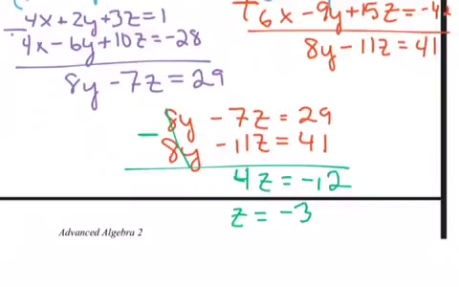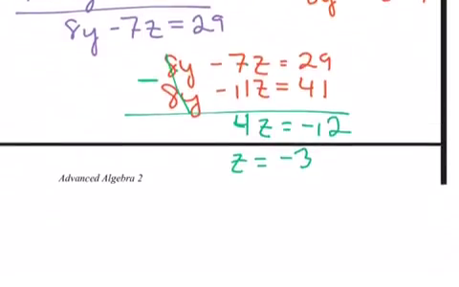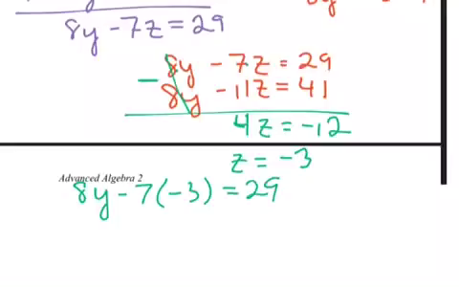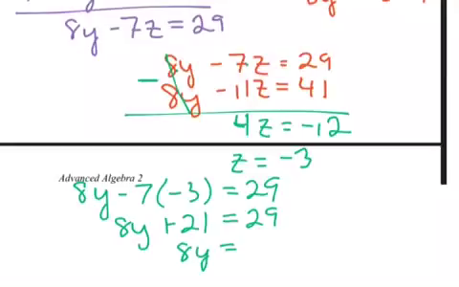So now I can plug that back into one of the 2 equations that I used. 8y minus 7 times negative 3 equals 29. So that's 8y plus 21 equals 29. Subtract the 21 over. So I have 8y equals 8. So I get y equals 1.